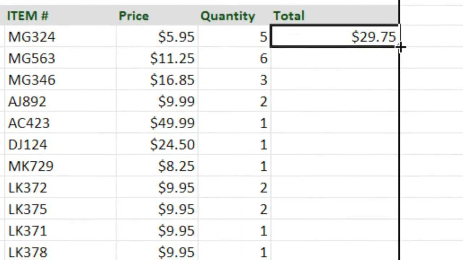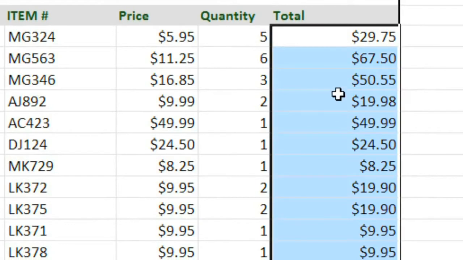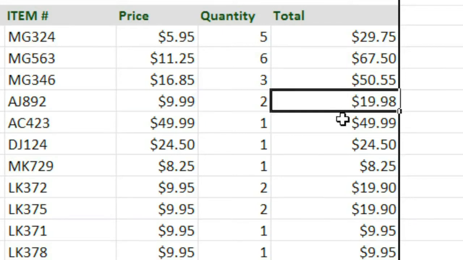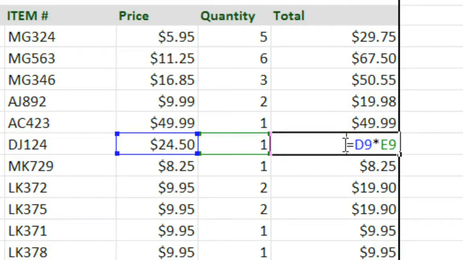Now if I use the fill handle to copy this formula to all of these cells, you can see that in each one the cell references are actually going to be different. So we have D7, D8, D9, and so on. And that's because these are relative references.